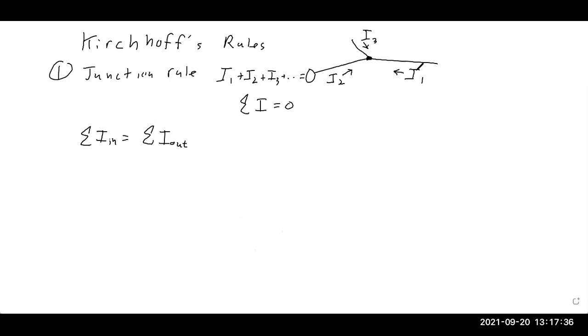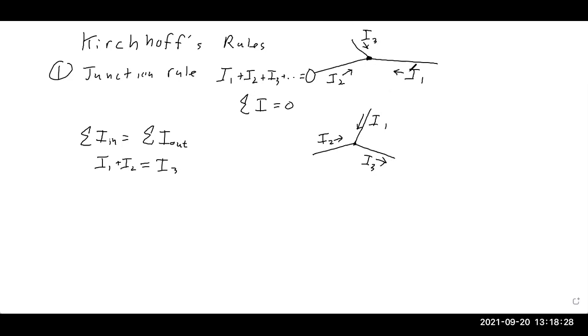So the first way I drew it, I had all the currents flowing into this point, so they could either be positive or negative. Could also draw it as, I know I2 goes in and I1 goes in and I3 goes out. So if you were to look at it that way, instead of having them sum to zero, they sum to I3. So the total amount in equals the total amount out.